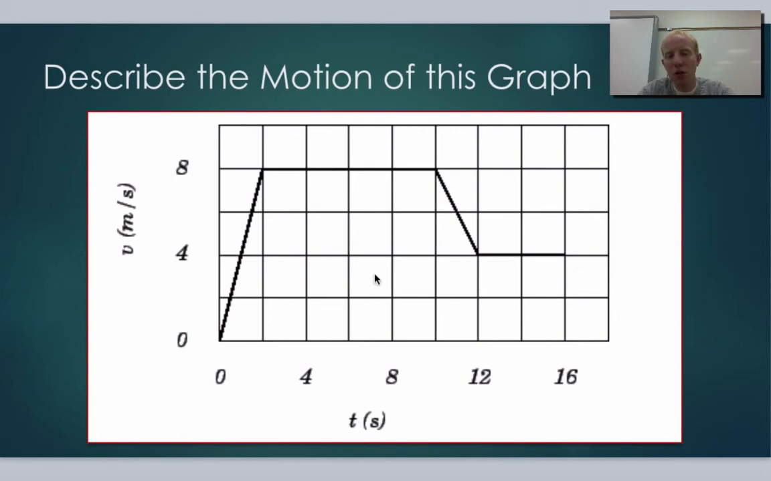So when is the object moving the fastest? It's when it's the highest point on this graph. It's moving 8 meters per second. That's the fastest it's ever moving. When is this object speeding up? It's when this line slopes going upwards, right? It's moving forwards. When it's slowing down is when the line slopes going down.